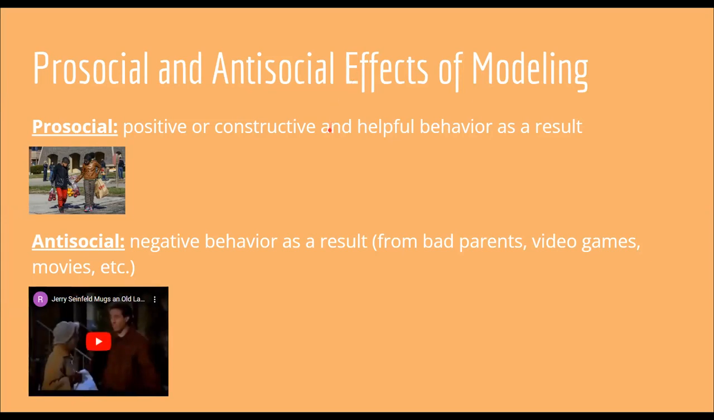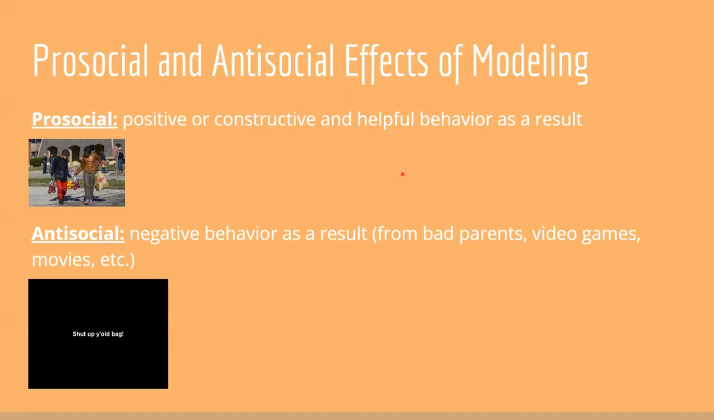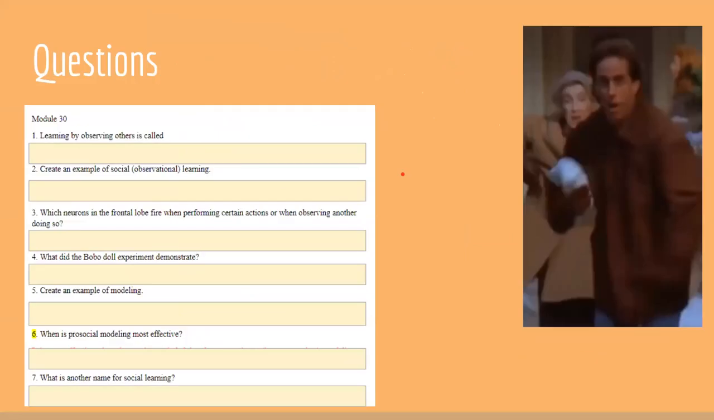So if that was a model, then a kid might end up stealing groceries instead of helping with them. So, well, okay. Let's look at some questions. Learning by observing others is called observational learning. Create an example of social or observational learning. Remember, those are the same thing.